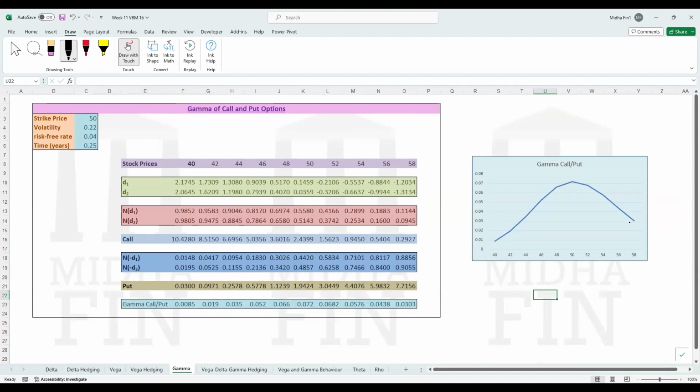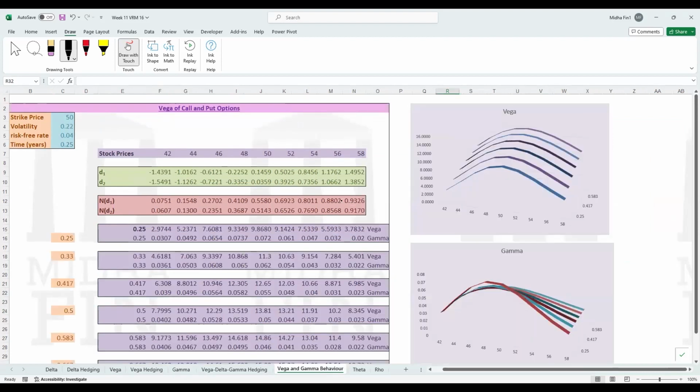Okay. So both have the same curve, but there is a slight difference in the Vega and Gamma behavior, and it is clear from here. Here on the x-axis, we have the different stock prices on both the graphs. On the y-axis, the Vega and Gamma values are plotted, so that's ignored. On the z-axis, we have the different maturities.